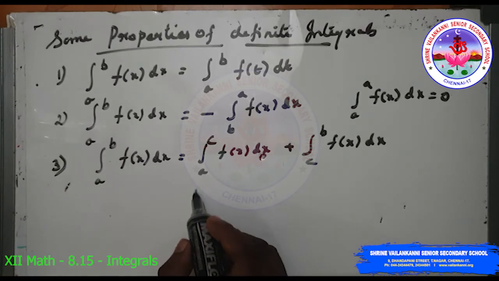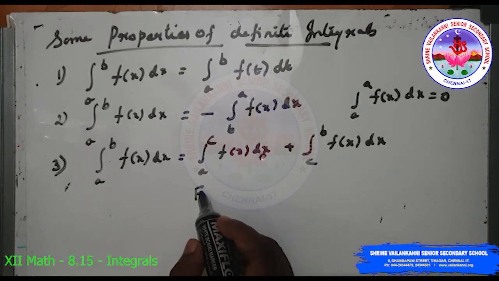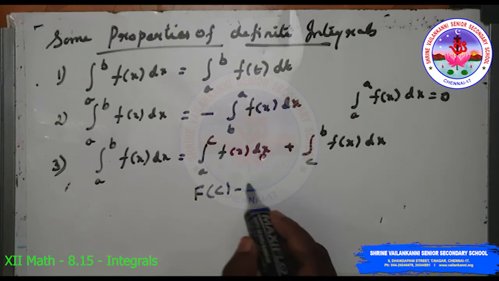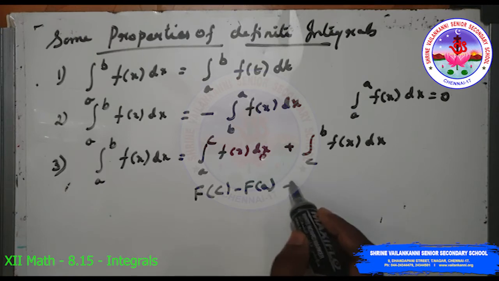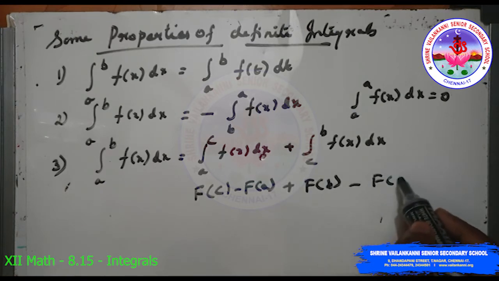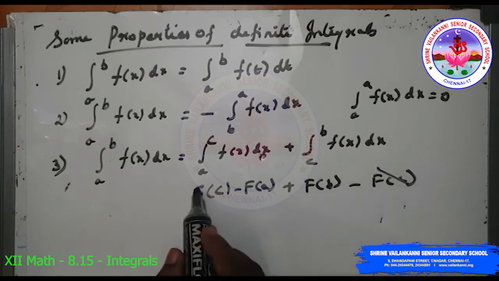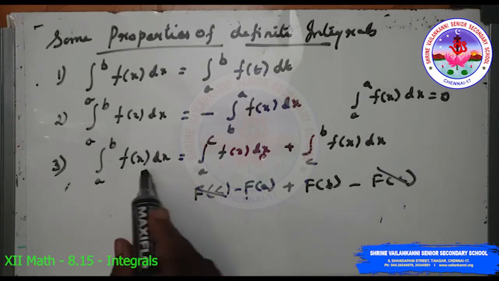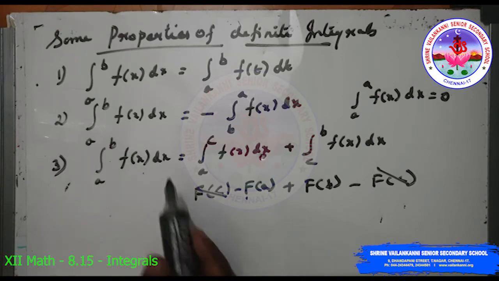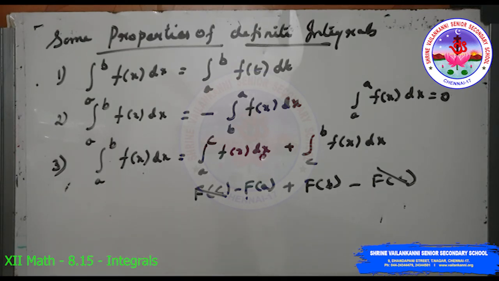So let capital F be an antiderivative. You can write this as upper limit minus lower limit. So F of c minus F of a plus F of b minus F of c. So we get F of b minus F of a, which is the left hand side, integral of a to b f of x dx.